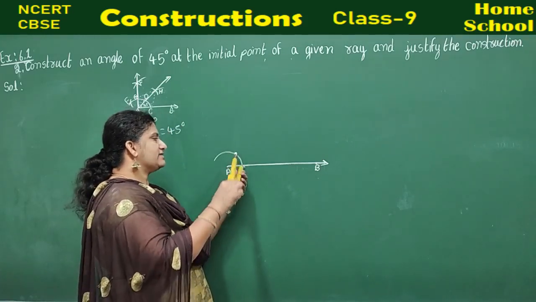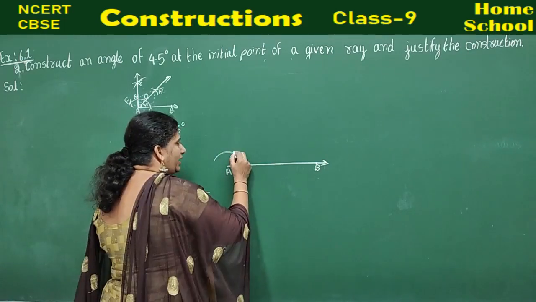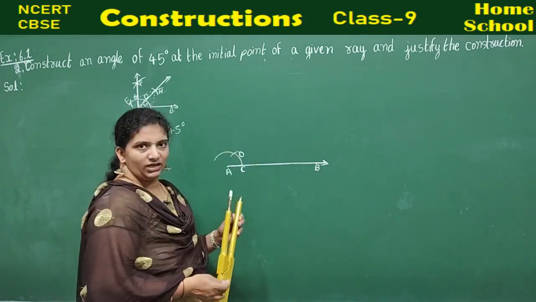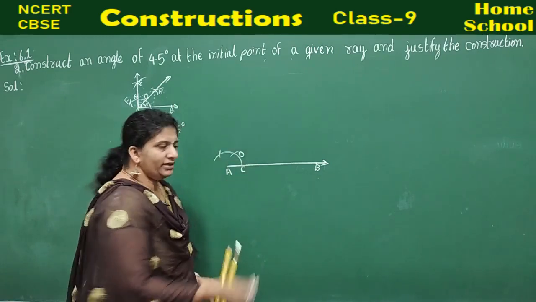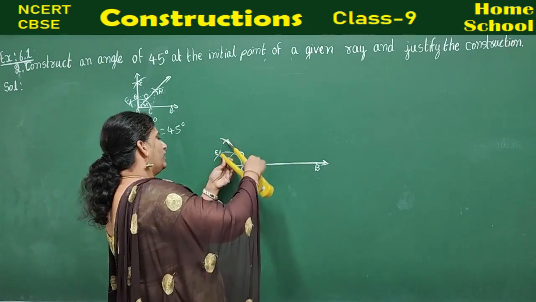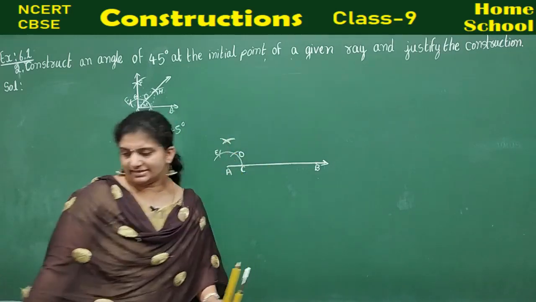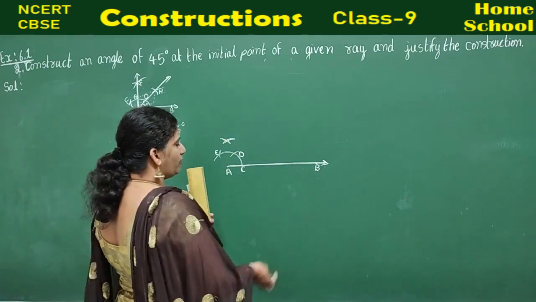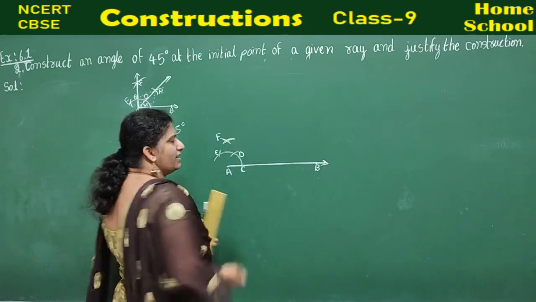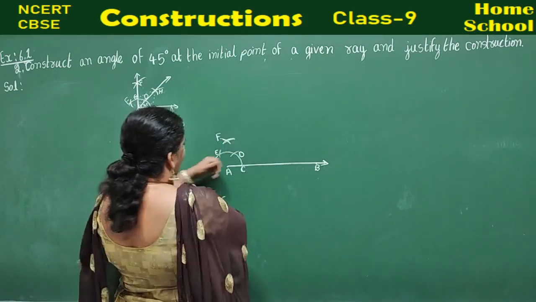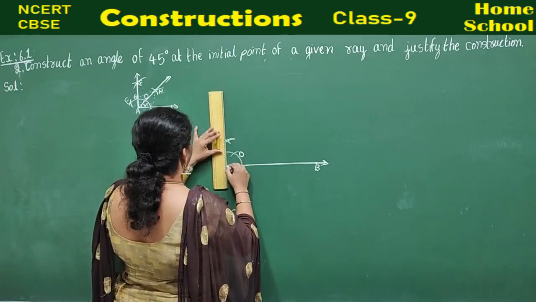Now, from C as a center, draw an arc and mark this point as D. And now with D as a center, mark a point E. Now from E and D as centers, try to intersect and mark that intersecting point as F. And now try to draw a ray from A through F.